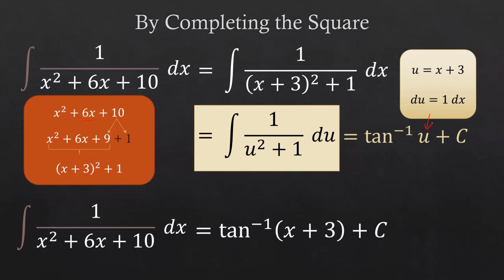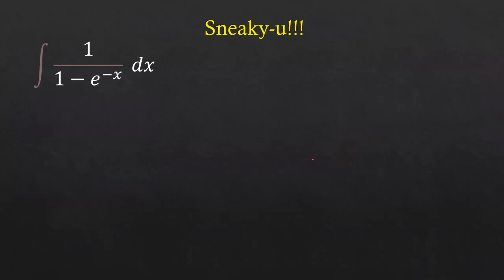Okay, and that's a really good trick. Why did we want to complete the square? We want to complete the square so that we can get this integral right here that looks like inverse tangent. Okay. Now, sneaky you, this is fun. Sneaky you is kind of fun.